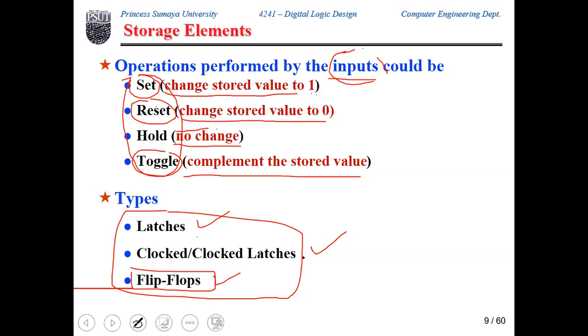So today and on Wednesday, our discussion will be only on storage elements. What are these storage elements, how do they work, and how to analyze them?